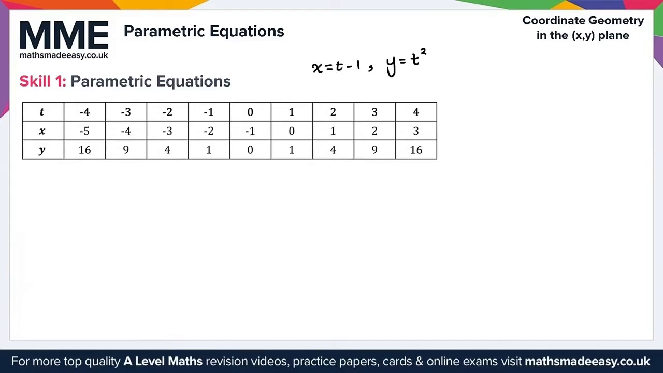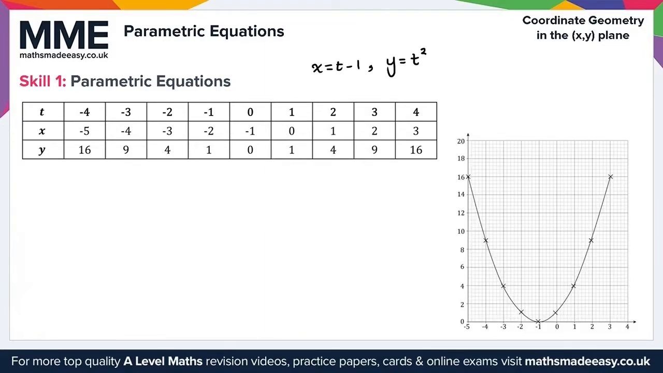And all we need to do now is plot these points on a graph. If you do this correctly, you should get something that looks like this. Notice we have minus 5, 16, minus 4, 9, minus 3, 4, minus 2, 1, and so on. So that gives us the graph that we require.